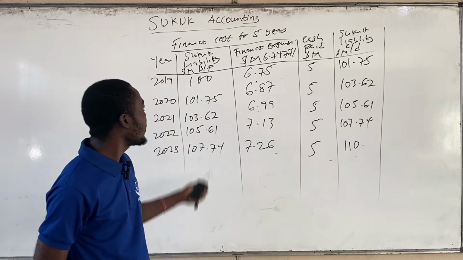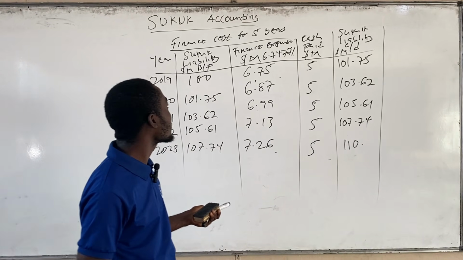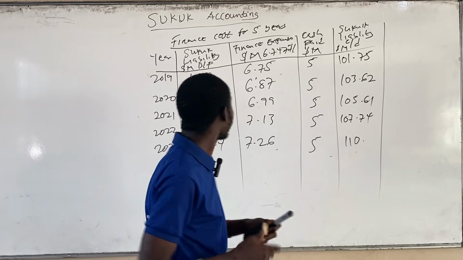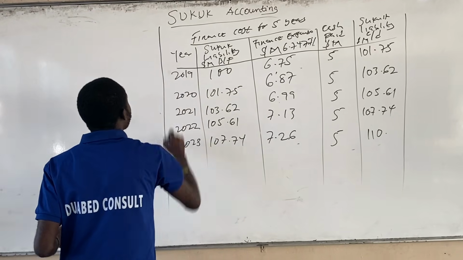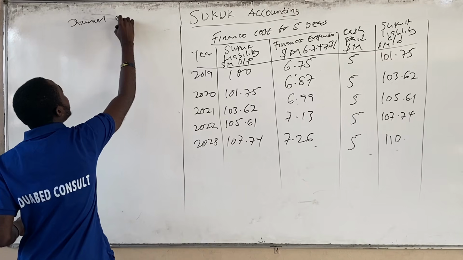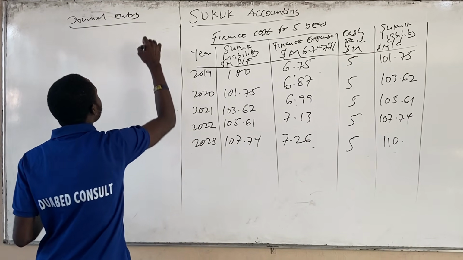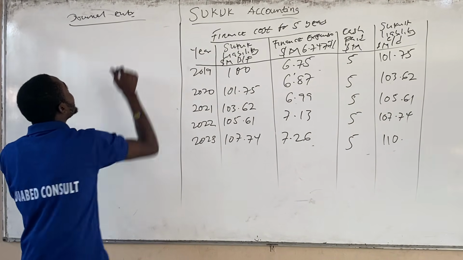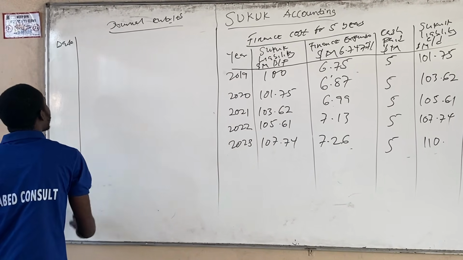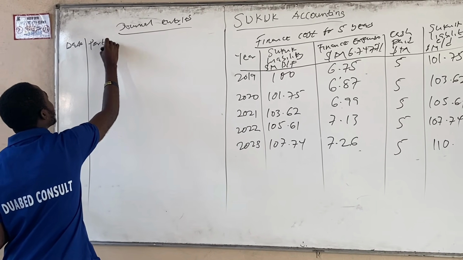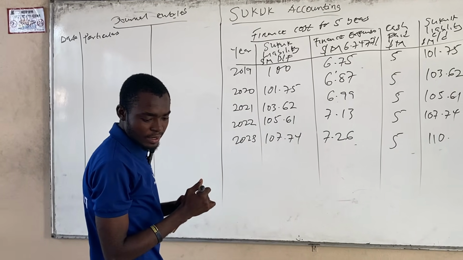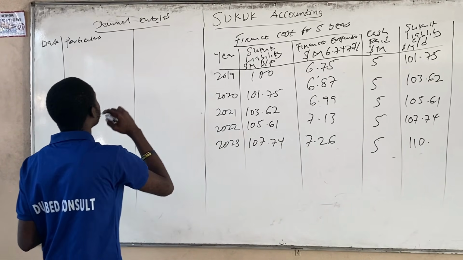Okay, so after you are done preparing the finance cost schedule for the 5 years, the next will be the journal entries. See, for journal, we have date, we have particulars, and we have column for debit and credit.